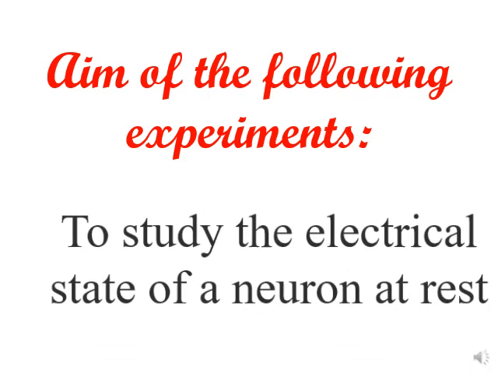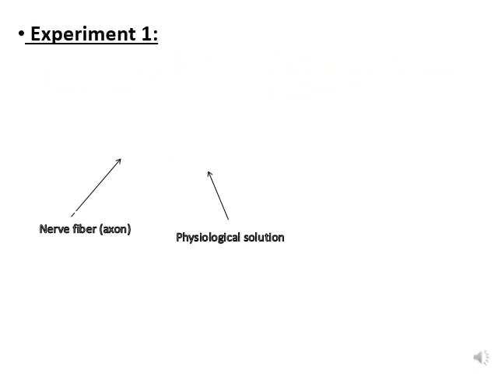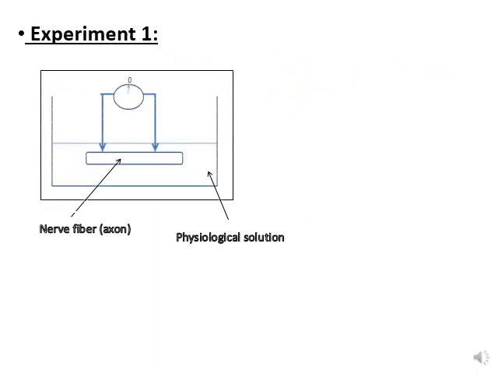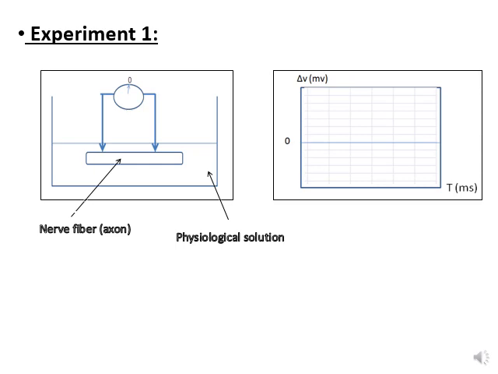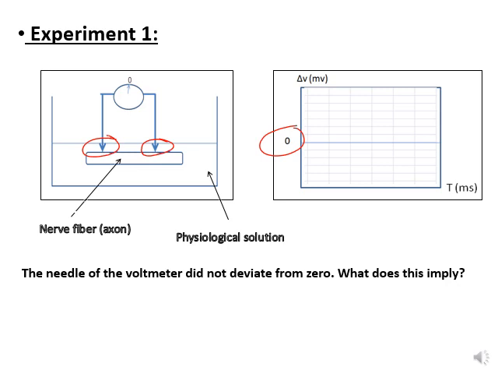So let's start with some experiments. The aim of the following experiments is to study the state of a neuron at rest, and to be more specific, the electrical state. Here in experiment 1, we have the voltmeter. This voltmeter is connected to the external sides of the axon of the nerve fiber, as you see here. The needle of the voltmeter did not deviate from zero, so it shows 0 millivolt, delta V.